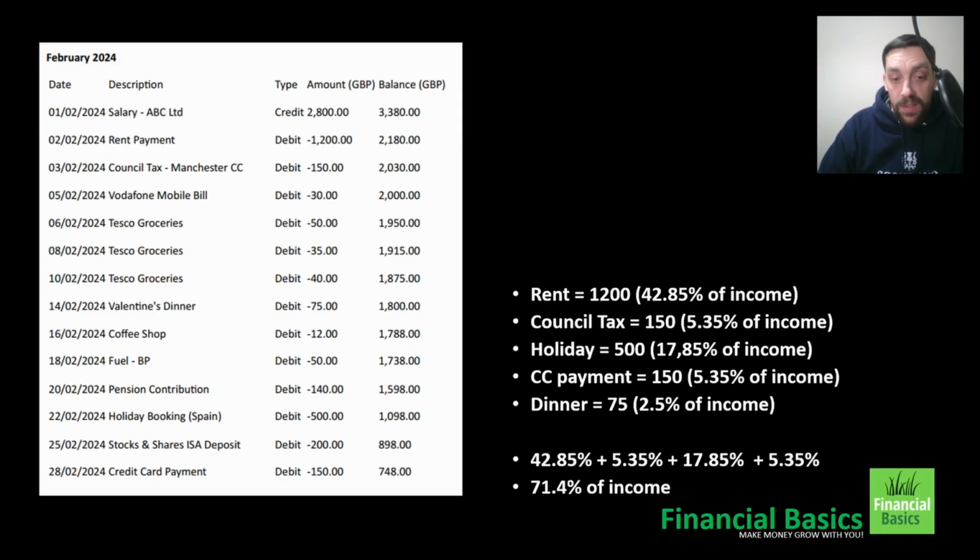With rent, council tax, the holiday, and the credit card payment, just looking at those values, we have two at 5.35% of income, then the 42.85% and the 17.85%. The other thing to note is that those two extra expenses for this month, the holiday and the dinner, together are basically 20% of the income.